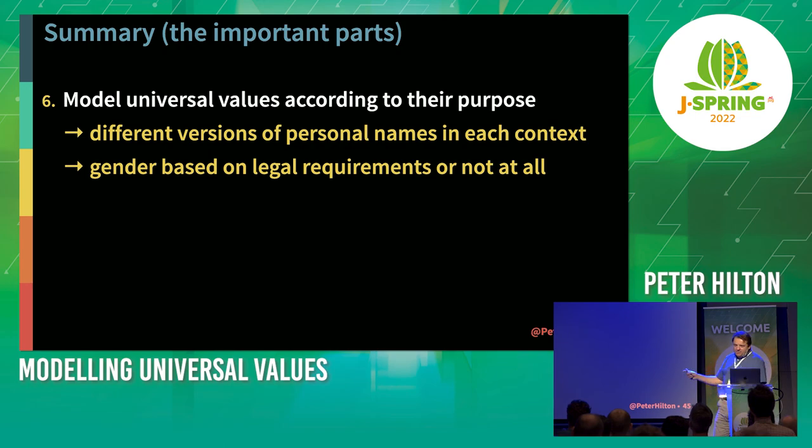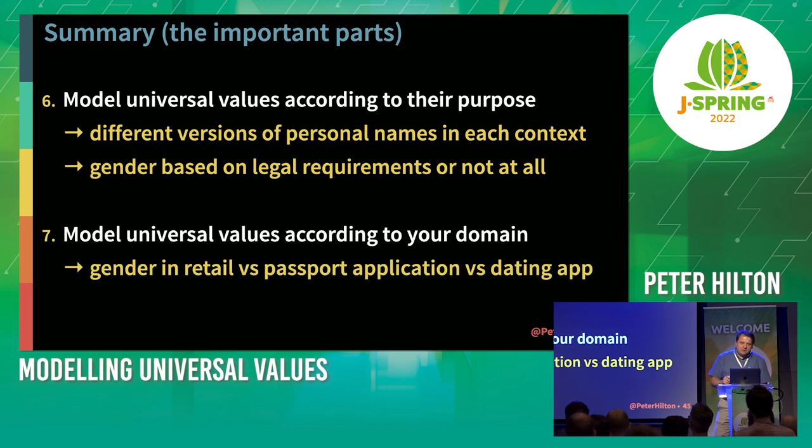So think about purpose and think about domain. Model these values according to the domain that you're in, and different domains have very different requirements. So again, with the gender example, generally you shouldn't ask, but maybe a dating app would be more fun if gender were free text, and you can encourage some creativity there. It's much less limiting than just identifying as, let's say, a man, but what kind of man is your ideal partner looking for?